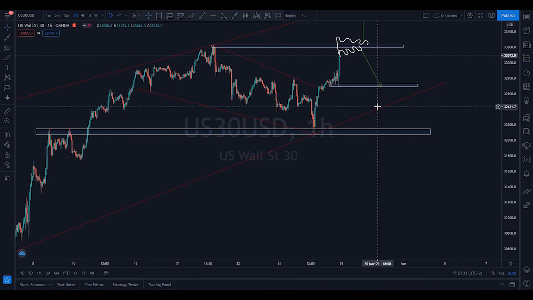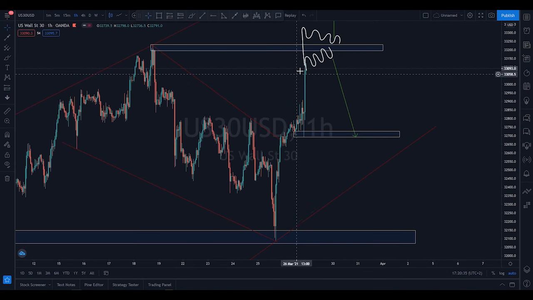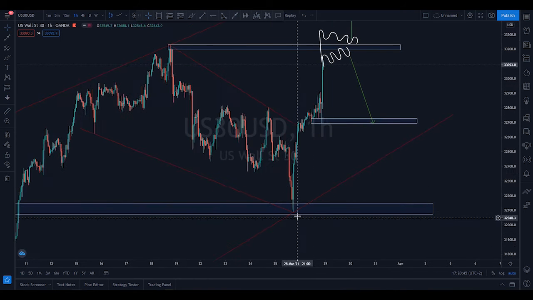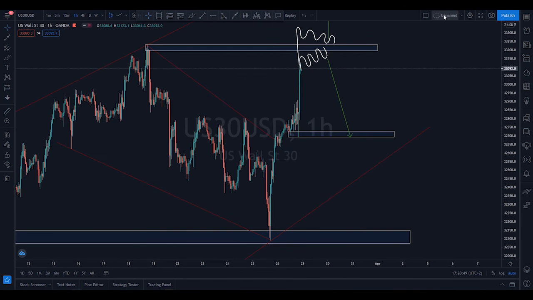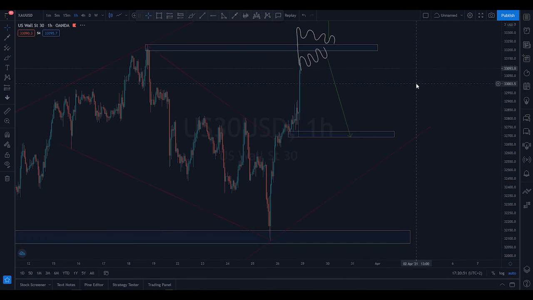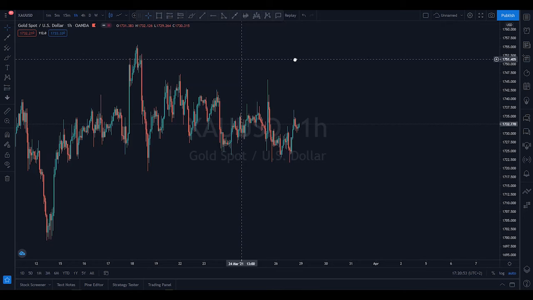Right now we're not going to do anything. We're just going to watch and see when the market opens again, see what US30 is doing, and then act upon it when we see that. So let's go on to XAUUSD.